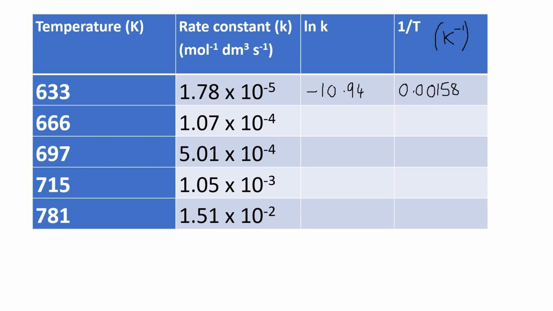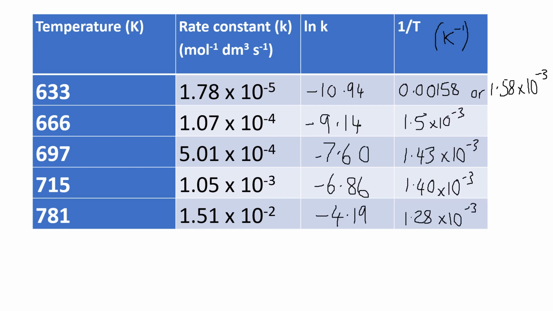Or what might be easier for plotting this as a graph would be to write this as 1.58 times 10 to the minus 3. Okay, so on the screen now we've got all the data there, and we're ready to plot a graph. And on the next screen we're going to plot our graph.